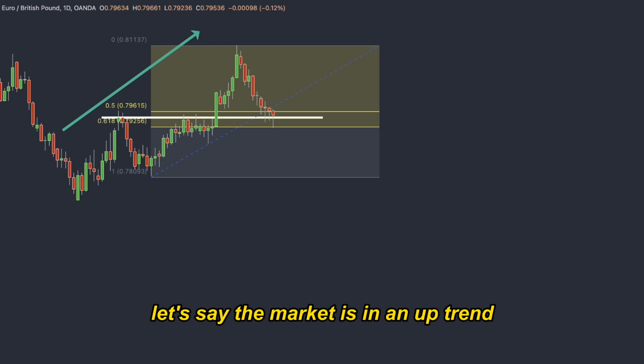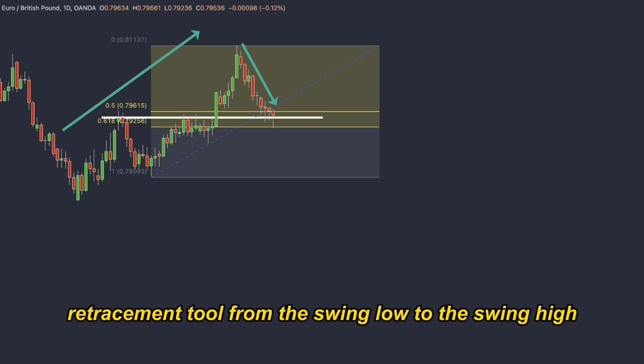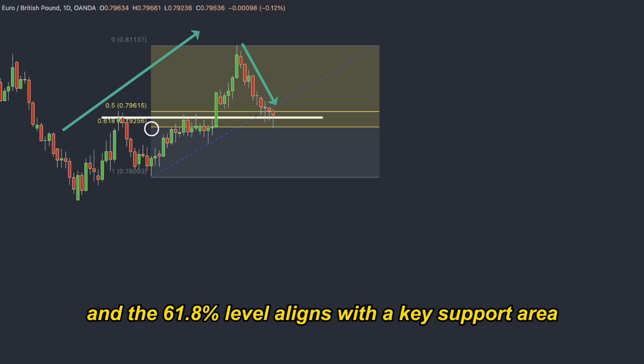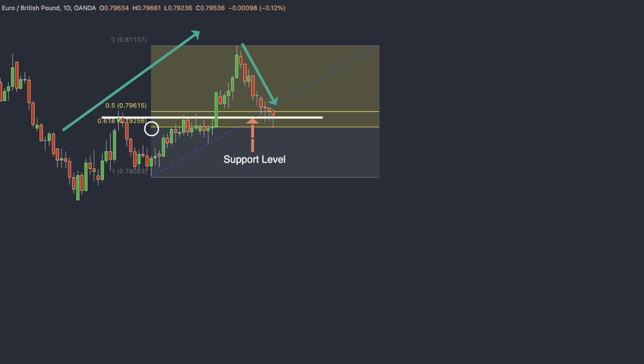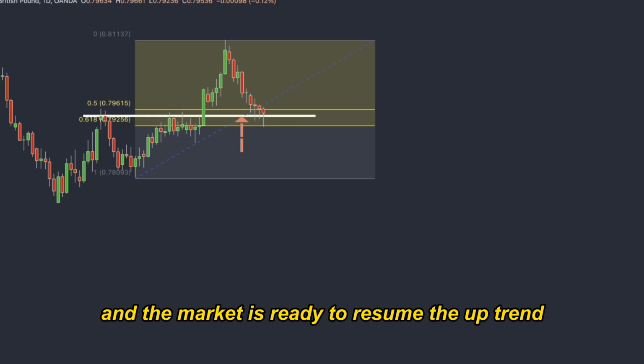Let's say the market is in an uptrend, and after an impulsive move, it begins to retrace. You pull your Fibonacci retracement tool from the swing low to the swing high, and the 61.8% level aligns with a key support area. As price touches this level, a bullish pin bar forms, signaling that buyers are stepping in and rejecting lower prices. This is your golden pin bar pattern, telling you that the retracement is likely over, and the market is ready to resume the uptrend.